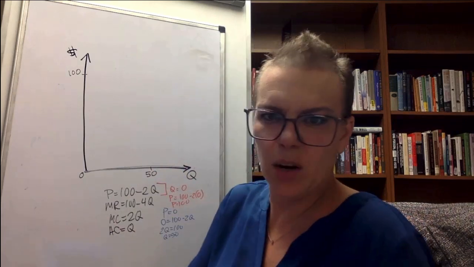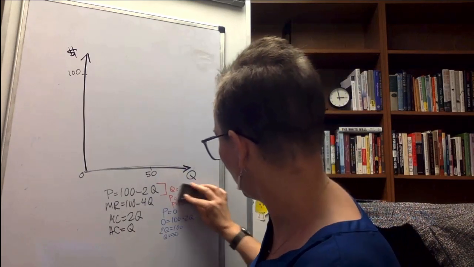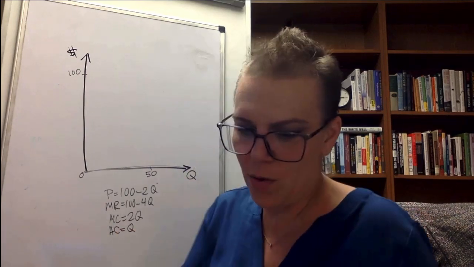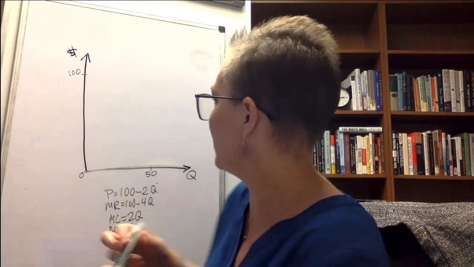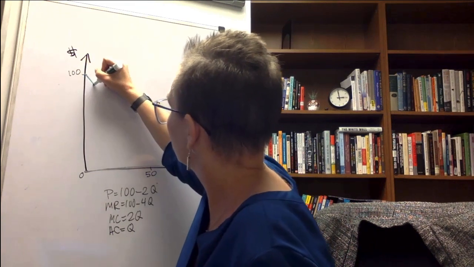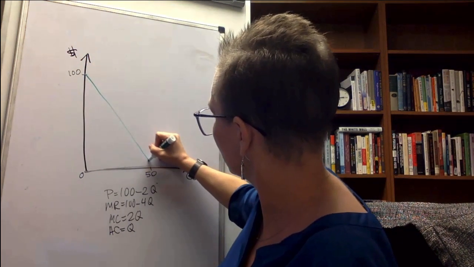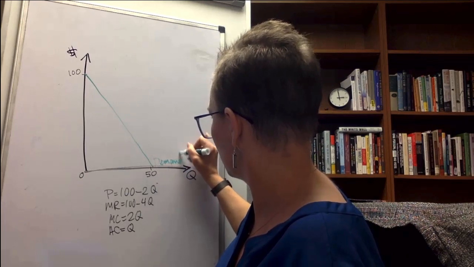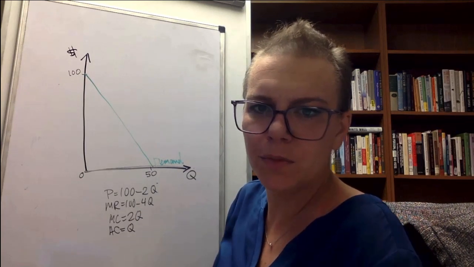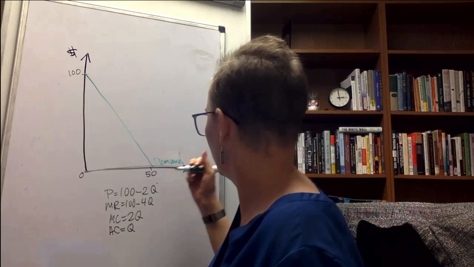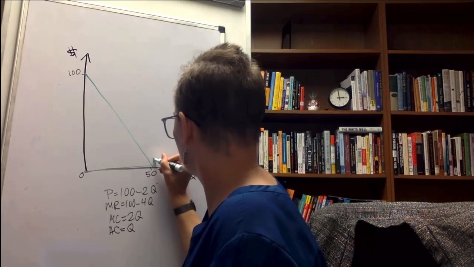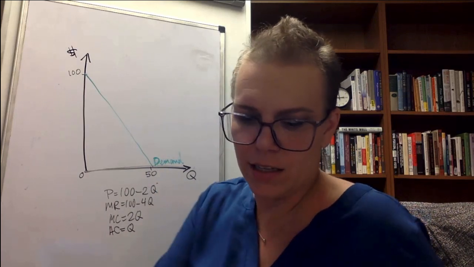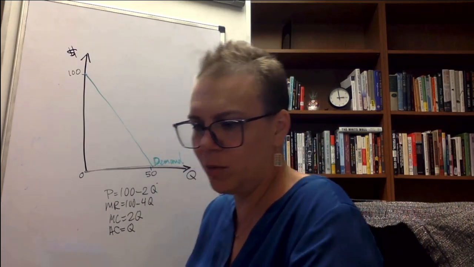I don't want to keep this stuff because it's going to confuse our graph, so I'll get rid of that. But now I have a demand curve. Kind of see that? Okay. Let's make the D really pop. Now we want to do the marginal revenue curve.